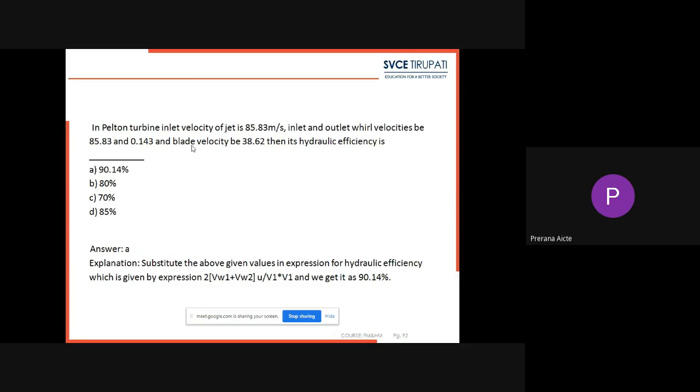Next one, in Pelton turbine, the inlet velocity of jet is 85.83 meters per second. The inlet and outlet whirl velocities be 85.83 and 0.143, and blade velocity is 38.62. Then its hydraulic efficiency will be? So substituting the above given values, expression for hydraulic efficiency is given as 2 into VW1 plus VW2 into U by V1 into V1. So then by substituting all the values, we get 90.14%.